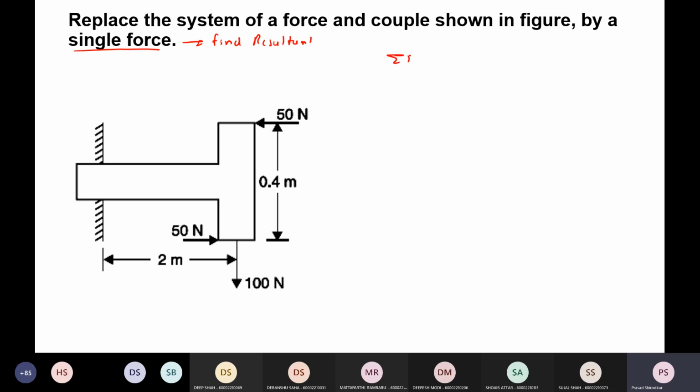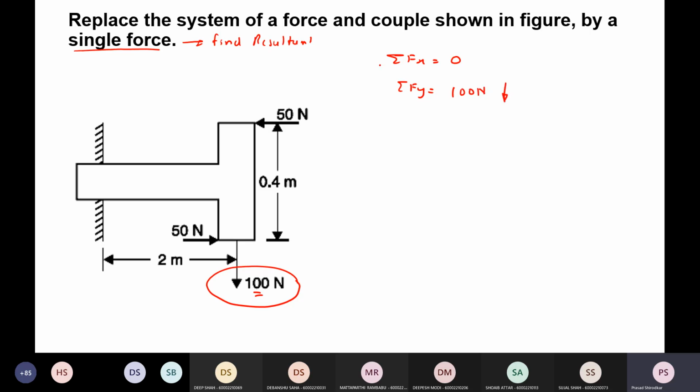So calculate summation Fx and summation Fy. So summation Fx will be 0. Summation Fy will be what? There is one force in downward direction, so it is 100 into 2? No, only one force, 100 Newton force. Okay, so it will be 100 Newtons, and it is in downward direction.